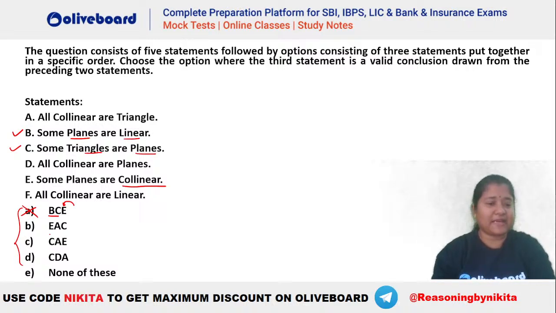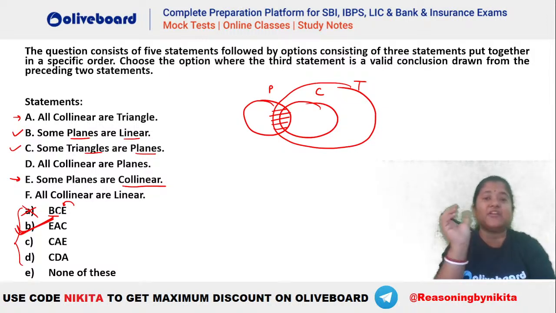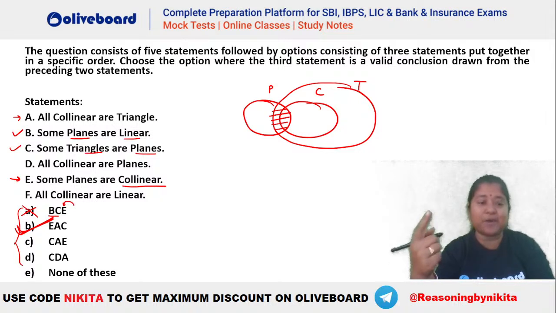Chalo, let's check E, A, C. That is, when you take E here and A here, can C be a definite conclusion? So some planes are collinear. All collinear are triangles. Some triangles are plane. Right? Let's try this. Some planes are collinear. Okay, this is your plane. This is your collinear. That is E. Let's add the first one. That is, all collinear are triangles. So we have all collinear are triangles. Do we have the C part here, that is, some triangles are plane? You can see absolutely some triangles are plane will become automatically true here. That means we are saying that when you take the E part and A part together, C automatically becomes the conclusion here, isn't it? So E, A, C would be the right answer.